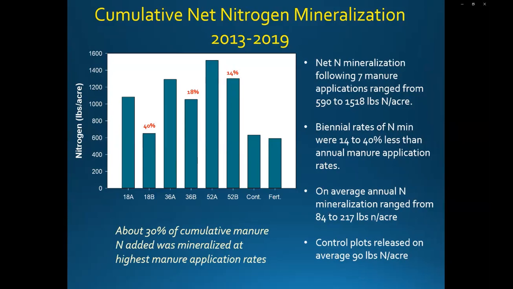So about 30% of the cumulative manure N that was added was mineralized at the highest manure application rates. At the lower manure application rates, it's a little bit closer to 20%. But it looks like about 30% is the maximum amount that we're finding over this 7-year time period.